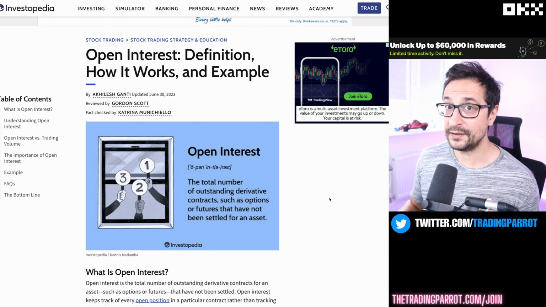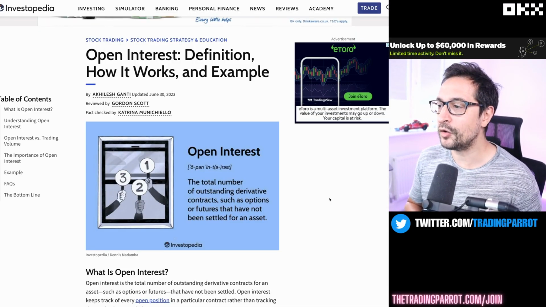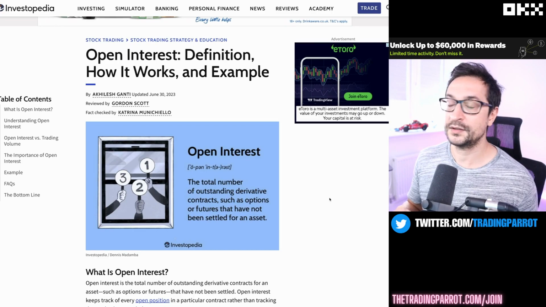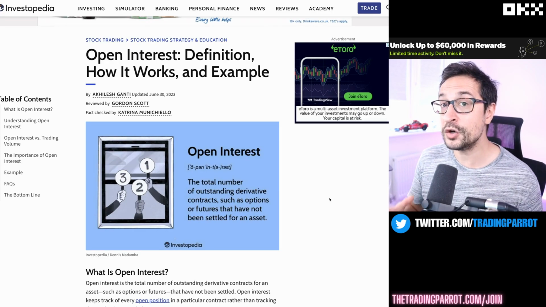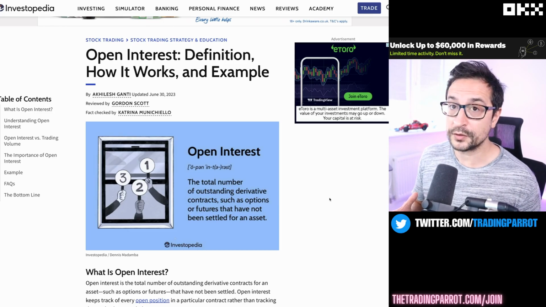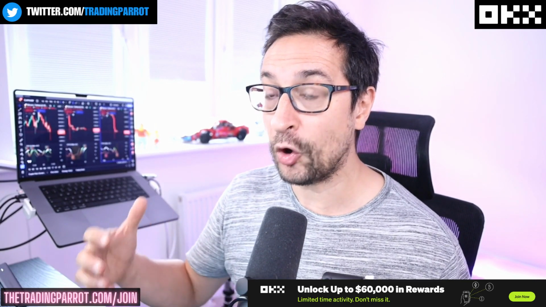The open interest consists of the total number of outstanding contracts, such as options, futures, perpetual swaps, that have not been settled. In other words, if we just stick to crypto, it's all the positions that are still currently open using leverage. Spot is excluded from open interest. So if many people are holding Bitcoin, Ethereum, or any other of the coins, that doesn't affect the open interest.